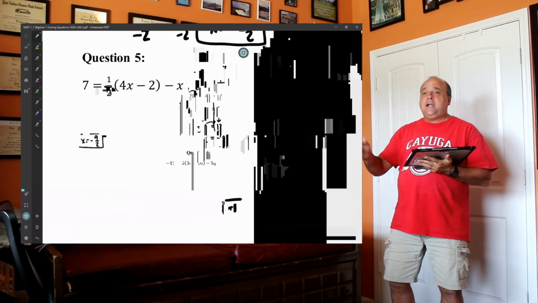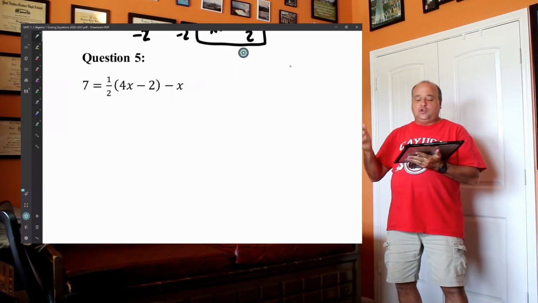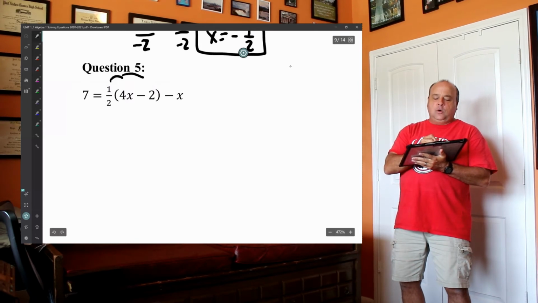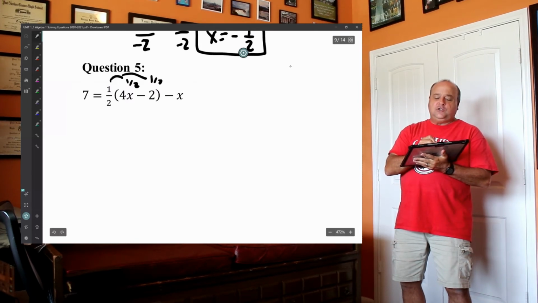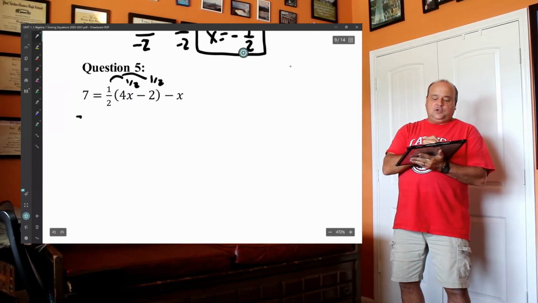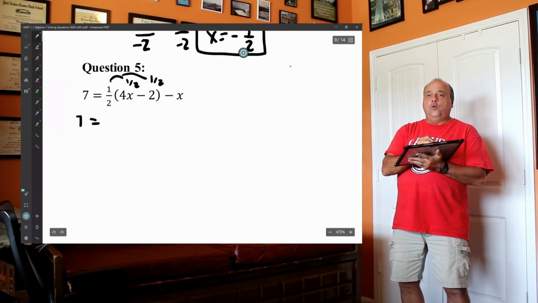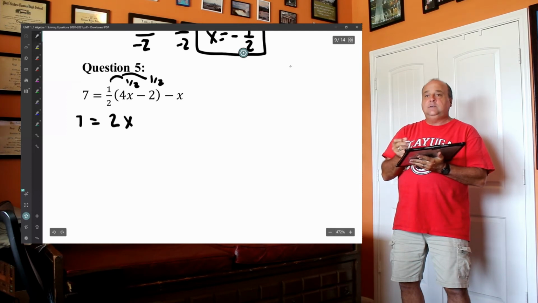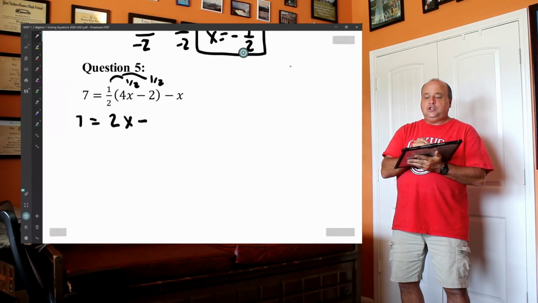Oh, this one we have a fraction, but 4 and 2 divide by 2, so this is going to work out. Our Bluebell truck is a half, so we're going to take the 1/2 and distribute it. So the 7 drops, equals half of 4. 4 times 1 divided by 2 is 2. My letter is x. A positive times a negative is a negative. 2 times 1 is 2, divided by 2 is 1. Half of 2 is 1, isn't it?